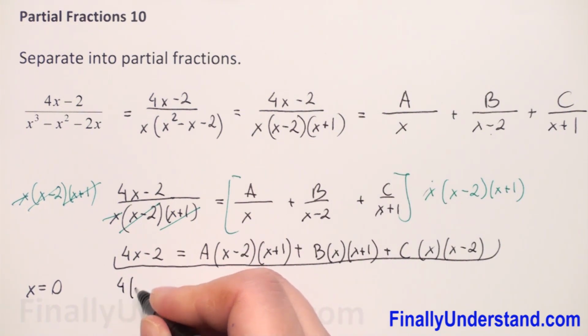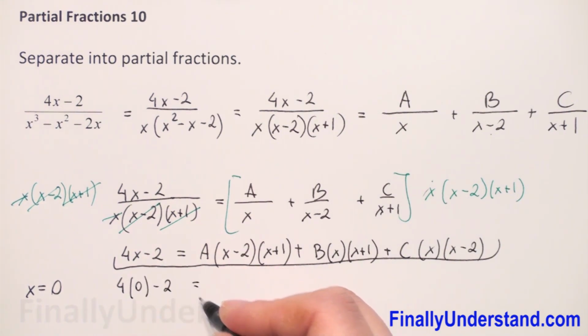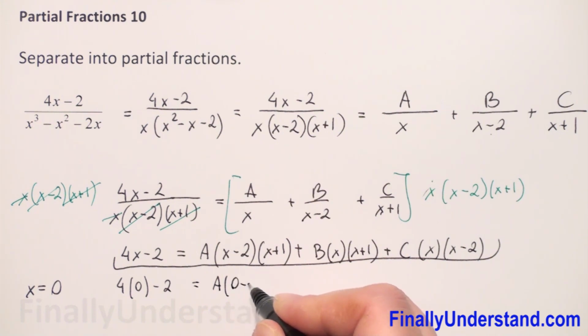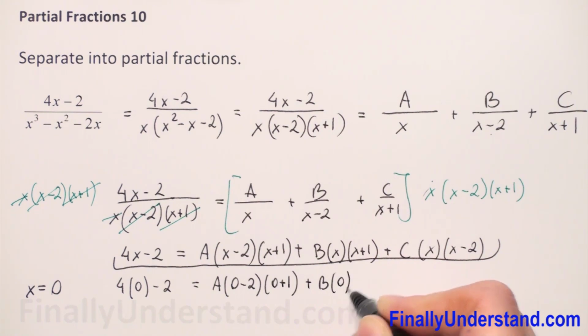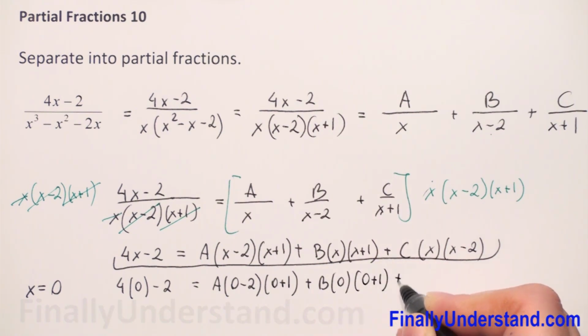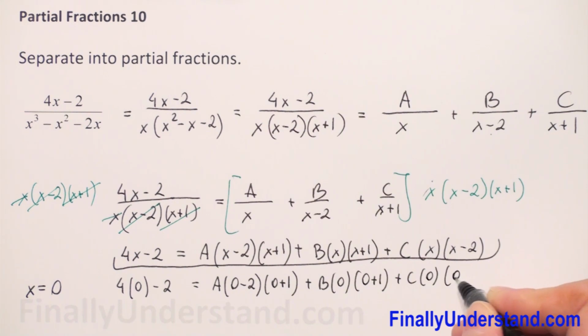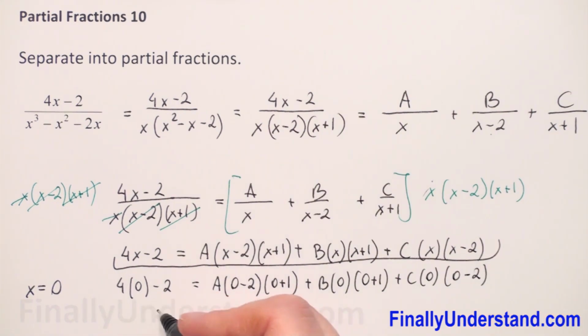So it will be 4 times 0 minus 2 on the left side, and on the right will be a times 0 minus 2, 0 plus 1, plus b times 0, 0 plus 1, plus c times 0, 0 minus 2. 4 times 0 is 0, so we have only negative 2 on the left side. On the right will be a times negative 2 times 1, so it will be negative 2, and here will be 0, and the last term will be 0, so we don't have to write it.